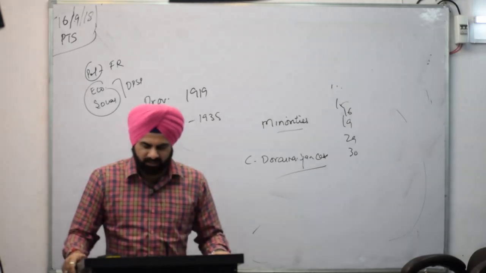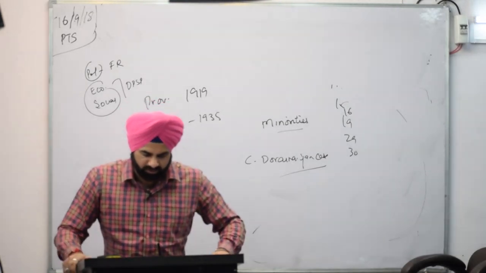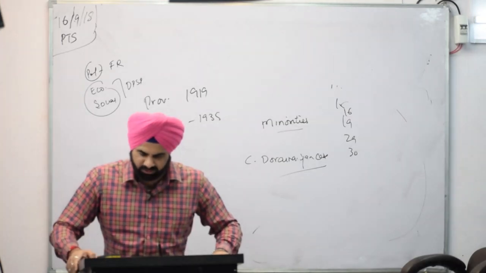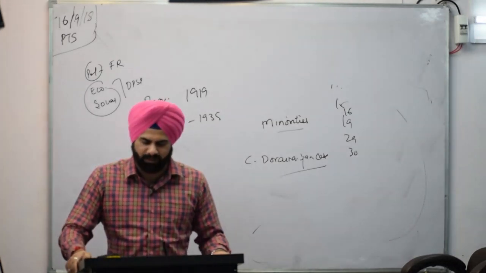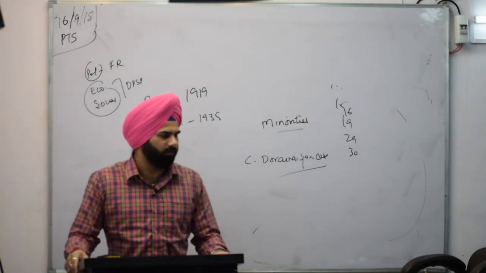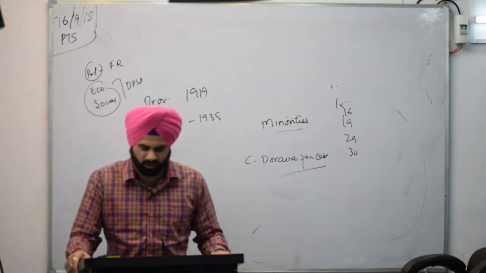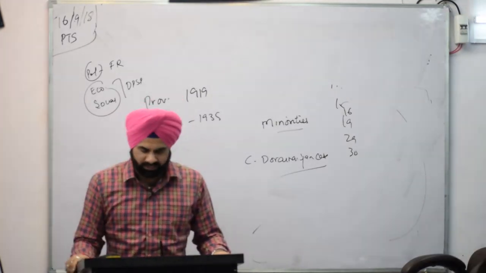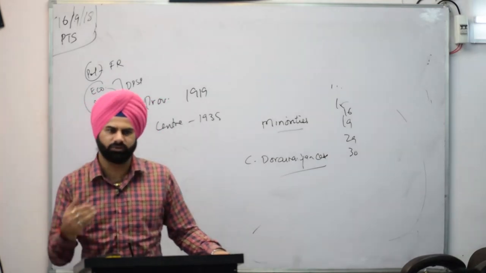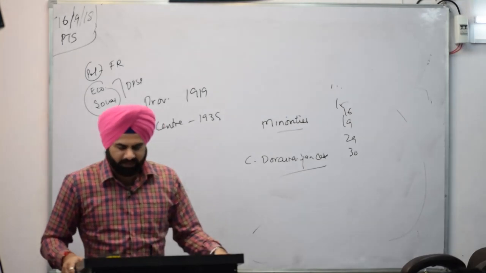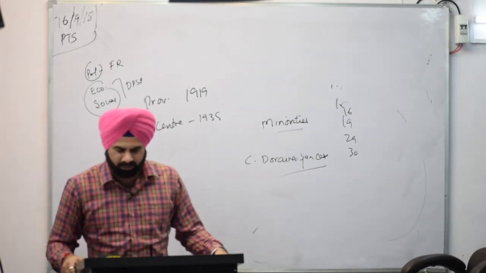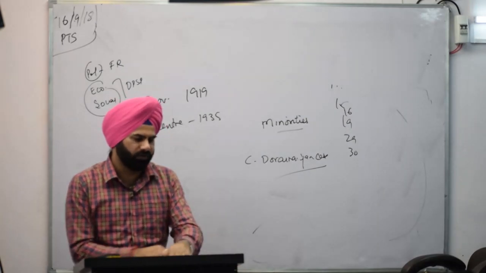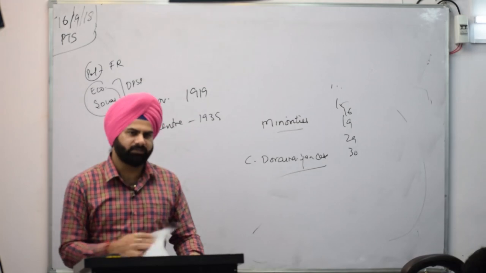Question 18. Consider the following statements related to the abrogation of the fundamental rights. Which are correct? The application of the fundamental rights to the members of the armed forces and analogous services can be restricted or abrogated by the President. How many say it is correct? It is wrong. It cannot be restricted or abrogated by the President, but it can be done by Parliament. Which article is it? 33. 34 is the other: the application of fundamental rights can be restricted while martial law is in force in some area, same as in a national emergency. Yes, it can be done. That is given in Article 34. Therefore, for question number 18, B is the answer.